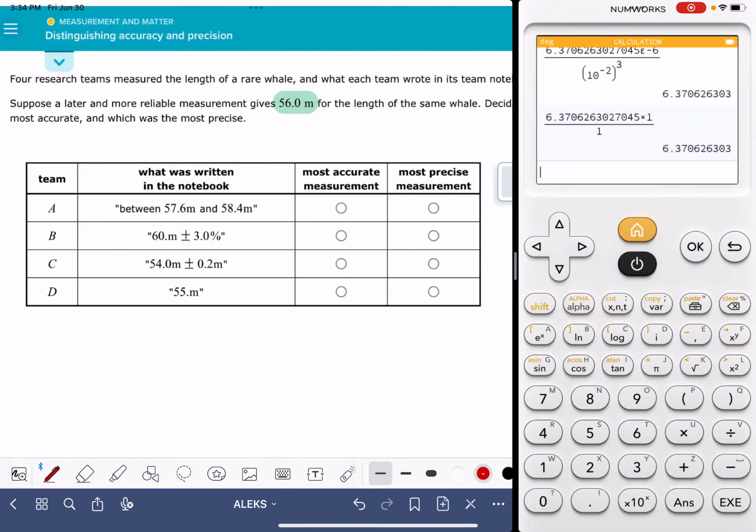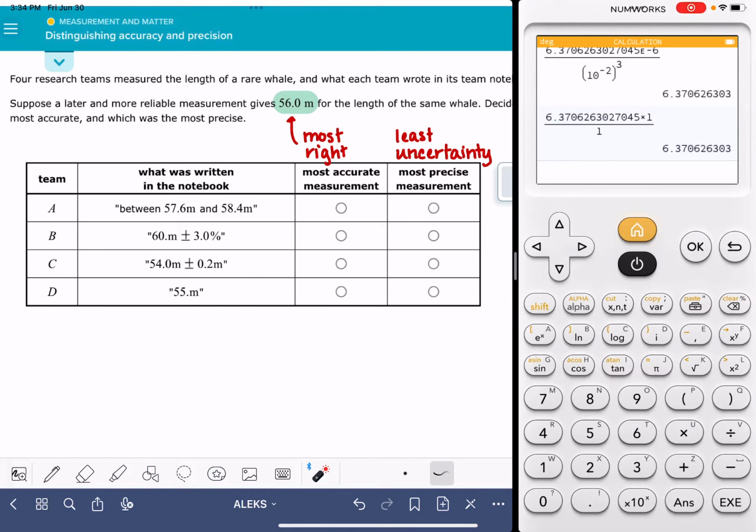Let's start by distinguishing accuracy from precision. The most accurate number is the one that is, for lack of better terms, the most right, the one that is closest to the actual value, in this case 56.0. The most precise measurement is the one that has the least amount of uncertainty. It doesn't have to be right. So sometimes the most precise measurement is not the most accurate. Don't assume that you're going to be checking both most accurate and most precise for any one of these.